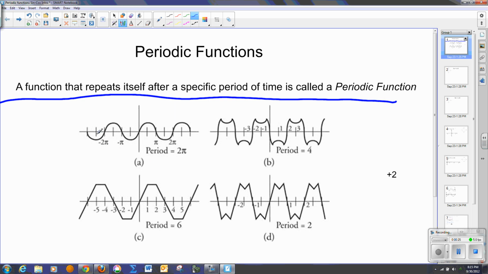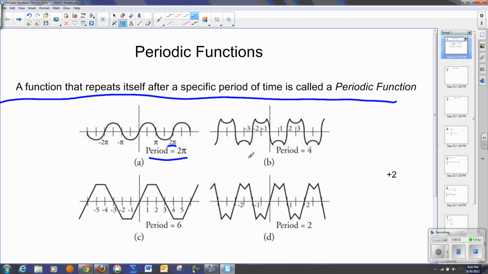So before you have got four periodic functions. This guy repeats itself, as you can see, and we call the time it takes to repeat itself the period. So in this case, we see our period is 2 pi because it goes up, down, and up, and then starts repeating that pattern again in 2 pi time.